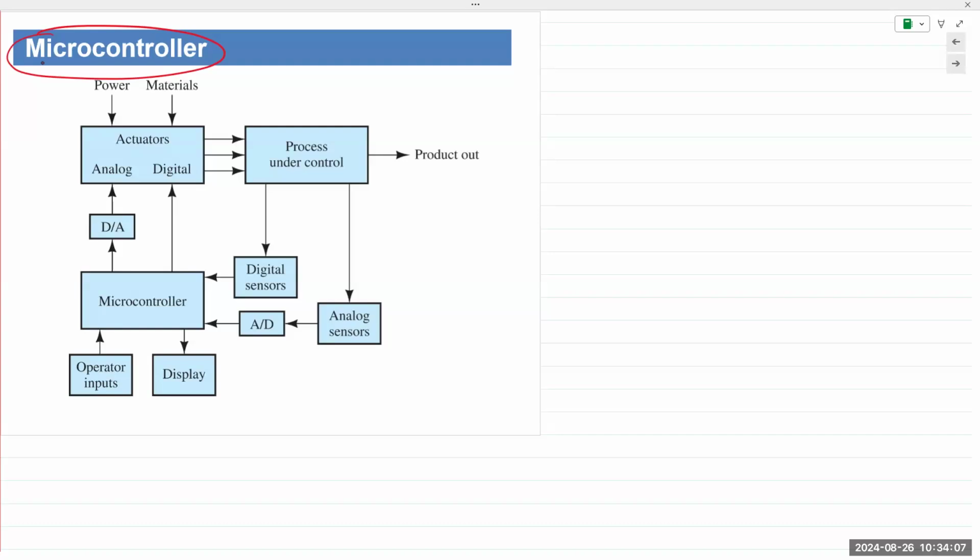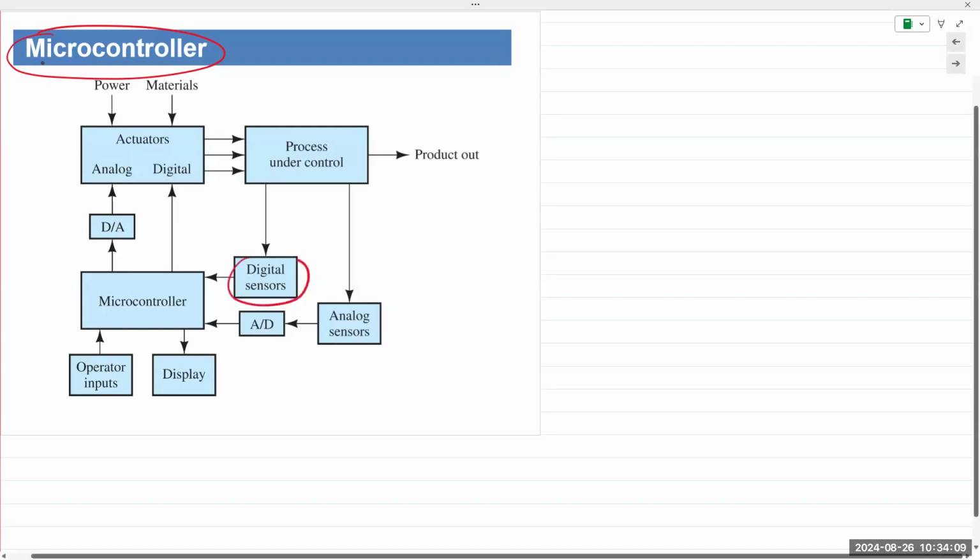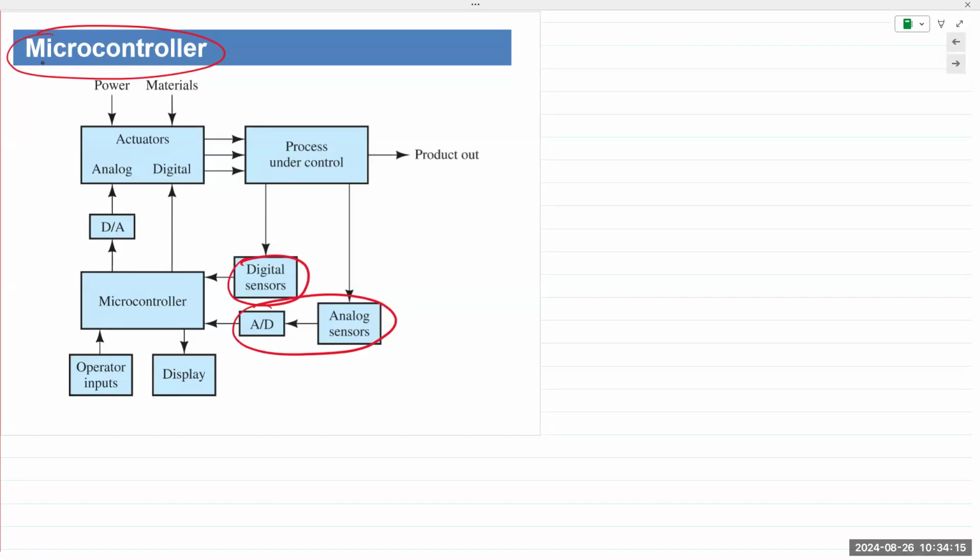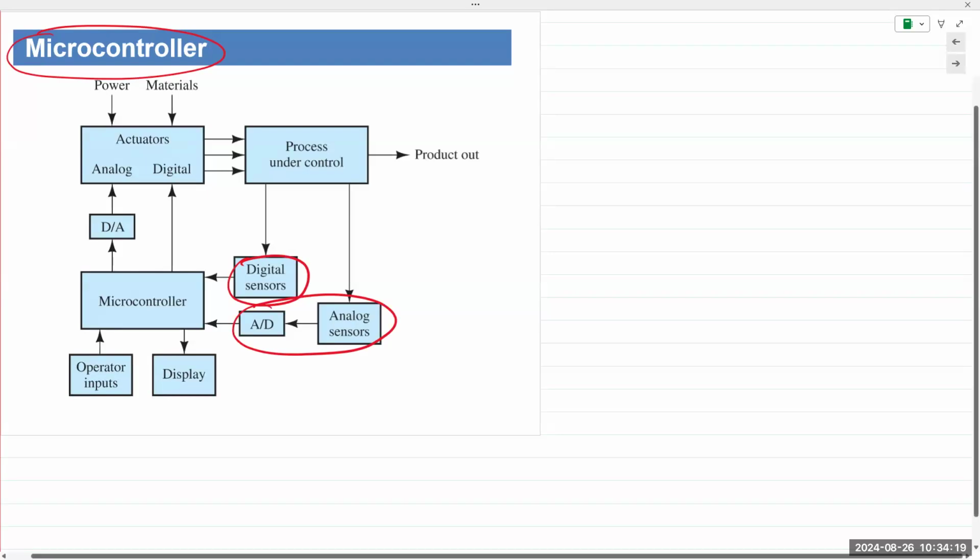A microcontroller, like a CPU, can interface with external sensors, both analog as well as digital, which can be interfaced directly to these microcontrollers. There are operator inputs. Then there are displays where you can actually display your output or send your output.